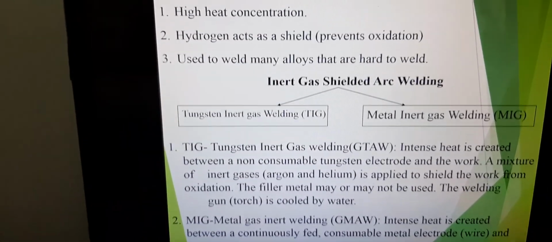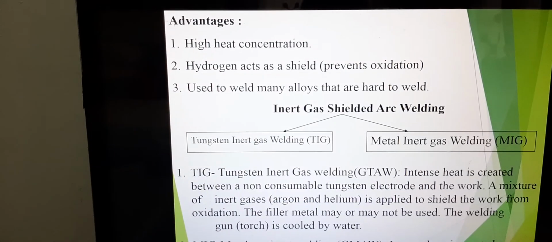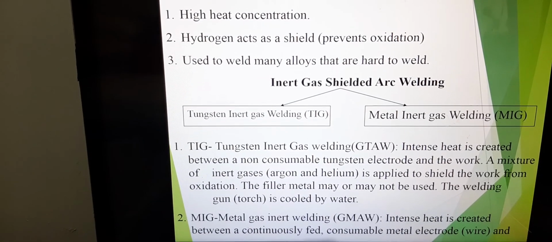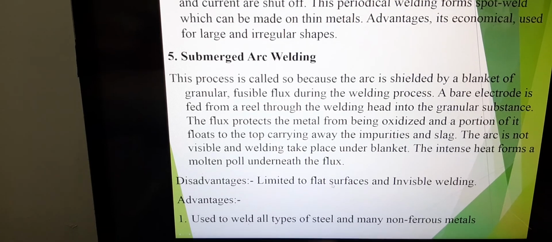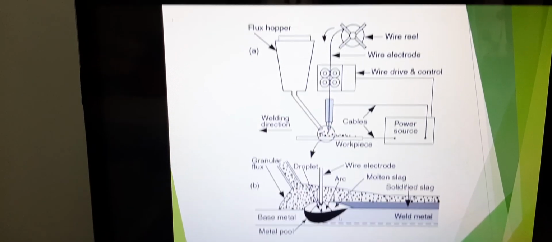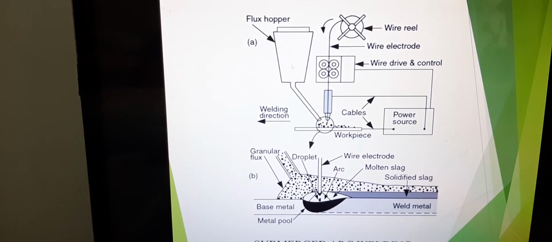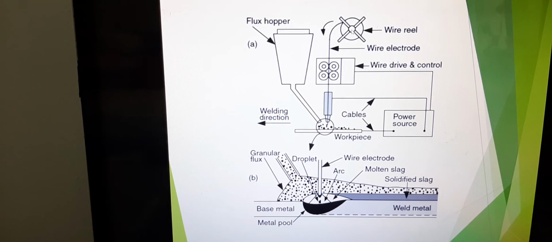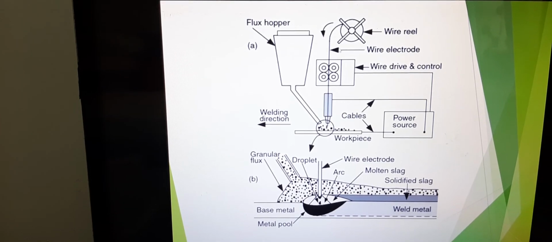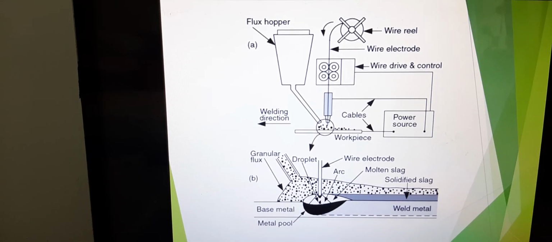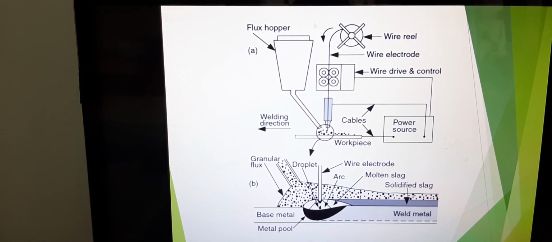A non-consumable electrode is an electrode that is not consumed or not being used. This is a different process, but I want to use this as an example because there's a non-consumable electrode here. So if you look at this, you have a flux hopper, you have a wire reel. The electrode is coming in the form of a wire reel because when you're dealing with mass production, you want continuous supply of electrode. If you were to use the stick one by one, it's going to take you forever. So you have electrode coming in the form of a wire or reel.